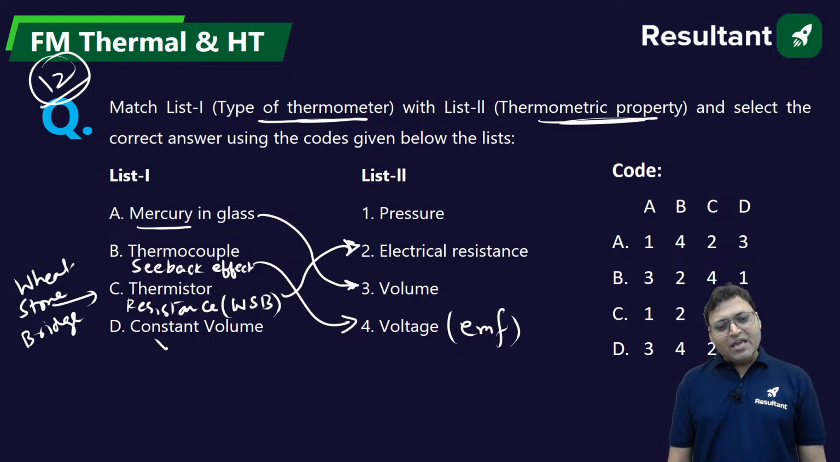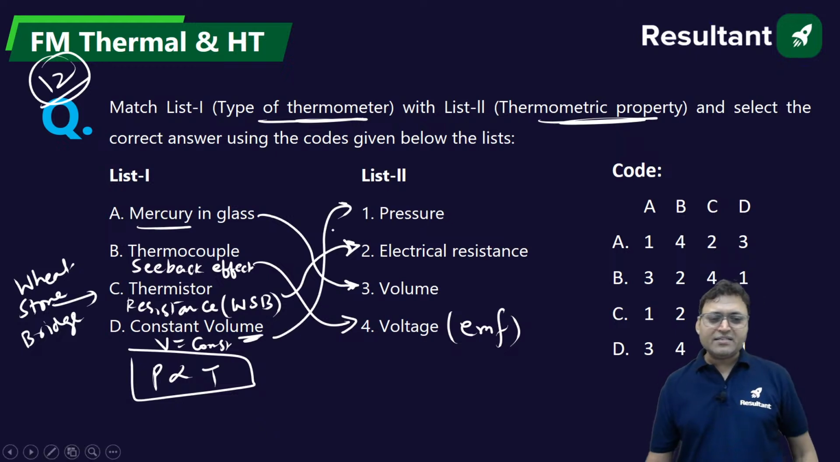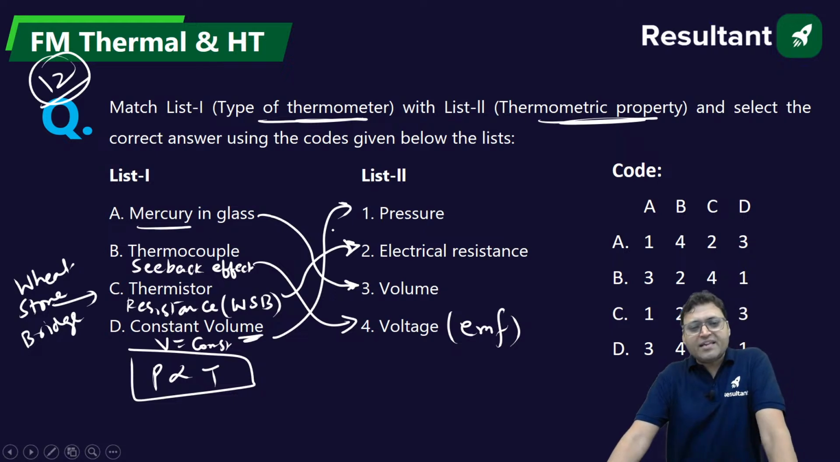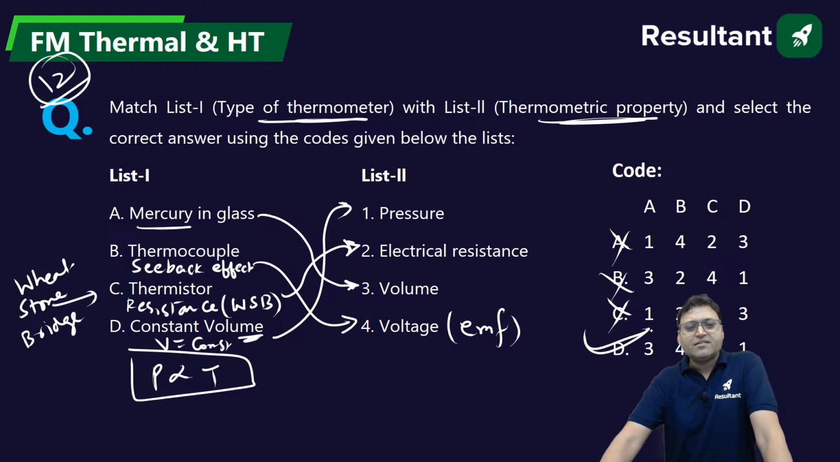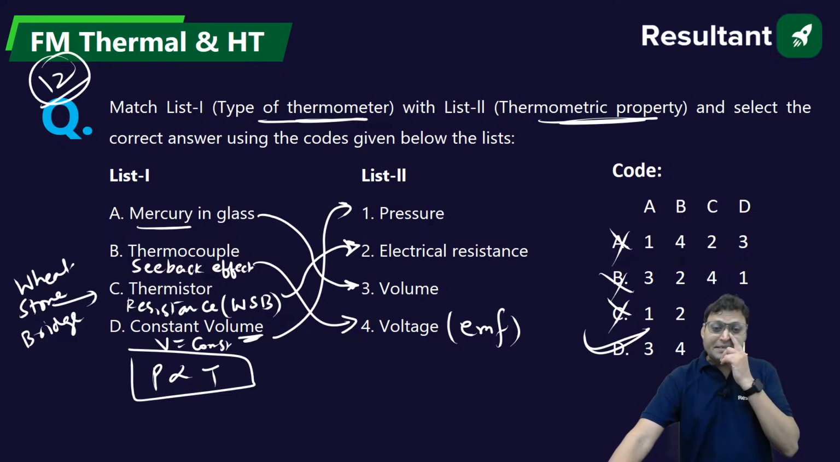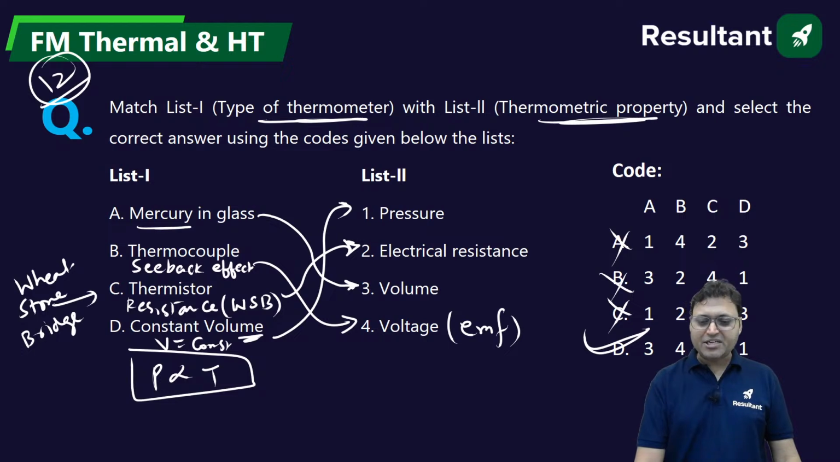Constant volume. If volume is constant, then pressure is directly proportional to temperature, yes or no, from the ideal gas equation. So pressure will be the thermometric property, yes. So the matching is A2, A3, B4, C2 and D1. D will be the correct answer. Well done. D will be the right answer.